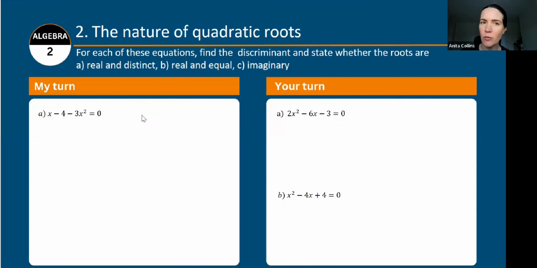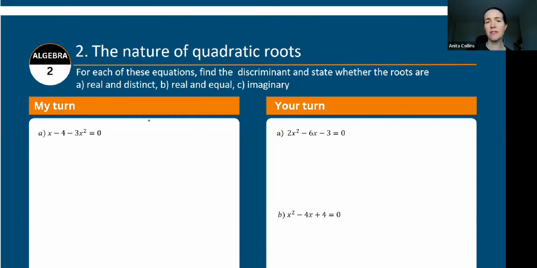So let's get down to some questions. That's the theory done. Let's crack on. We're looking now at the nature of quadratic roots. When we talk about the nature of quadratic roots, we're talking about that situation I just explained. Is it real and distinct, real and equal, or imaginary? Those three options, that's the nature of the quadratic roots.